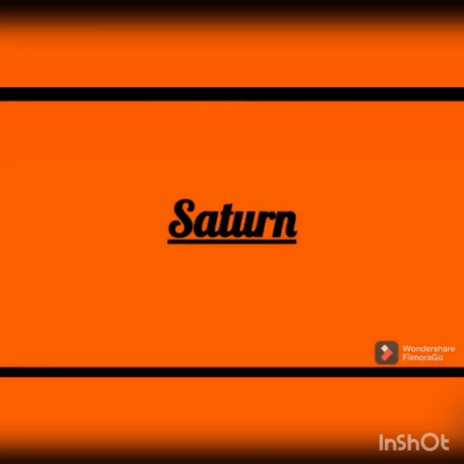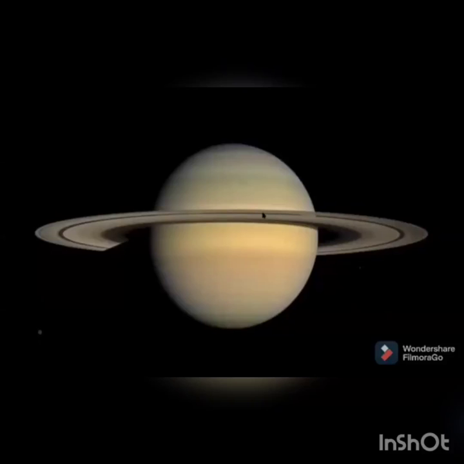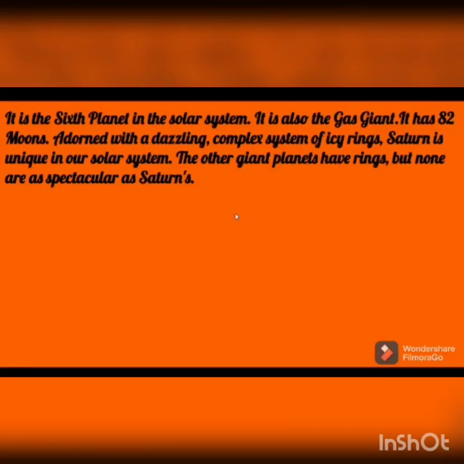Saturn. It is the sixth planet in the solar system. It is also called a gas giant. This is Saturn. It has 82 moons, adorned with a dazzling, complex system of icy rings. Saturn is unique in our solar system. The outer giant planets have rings, but none are as spectacular as Saturn's.